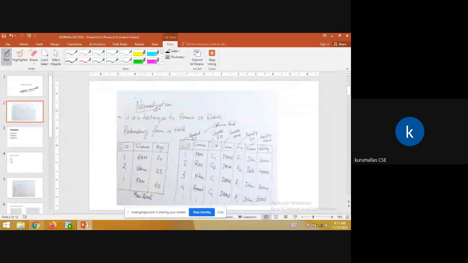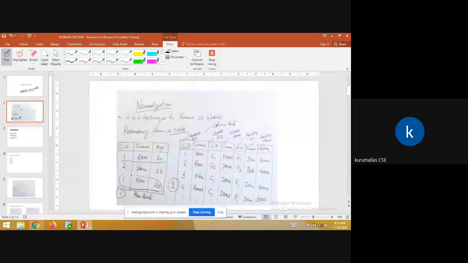So here, this is normalization. Basically, the definition of normalization is that we can remove or reduce the redundancy from the table, right? We have two tables. This is the first table and this is the second table. If you observe the first table, the first row is 1, RAM, 20, and the third row is also 1, RAM, 20. The same data is replicated two times, right? So this is row level duplication.